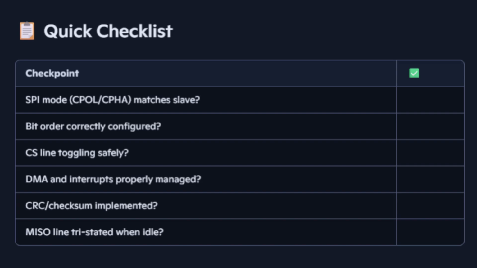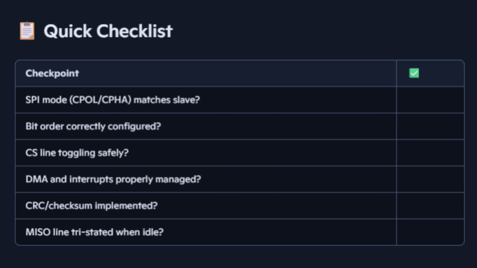Faulty CS handling. Forgetting to pull CS low, or glitches from pulling it high too early, especially with DMA. Fix: careful GPIO control, use pull-ups, and ensure CS stays low for the entire transaction. MISO line contention: multiple slaves trying to drive MISO simultaneously. Fix: ensure only one CS is active, and verify slaves tri-state correctly.